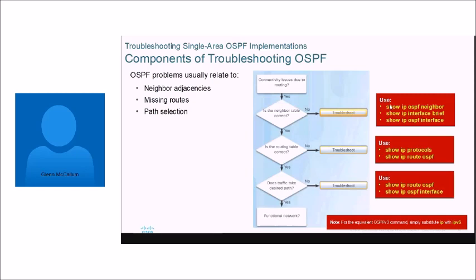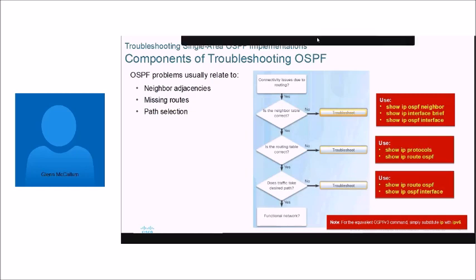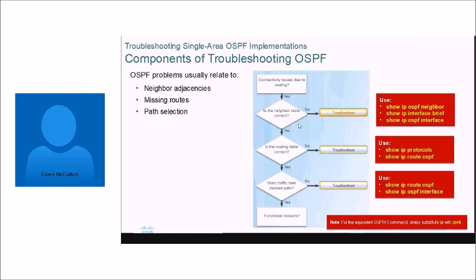Now, the most common problems with OSPF can either be neighbour adjacencies not forming, missing routes, or poor path selection. So, of course, to troubleshoot that, is the neighbour table correct? You think it should have X number of neighbours. If it has that, all good. If it doesn't, that's when you might start looking into that. So show IP OSPF neighbour.